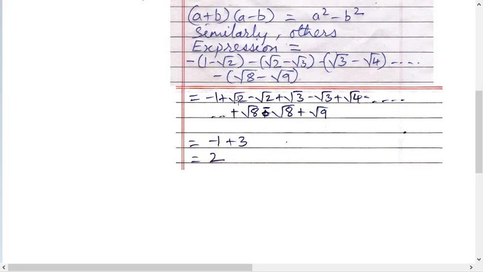It means what? This root 2 gets cancelled, root 3 gets cancelled. Similarly root 4 will get cancelled. Similarly root 8 will get cancelled. Okay. What will remain? Minus 1 over here and this root 9 over here. But what is root 9? Root 9 is 3. So minus 1 plus 3, that becomes 2. So that is the answer.